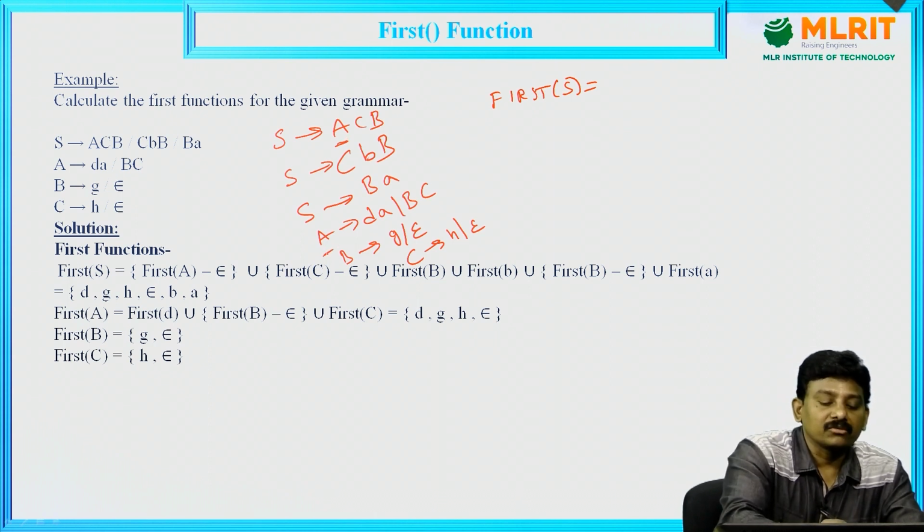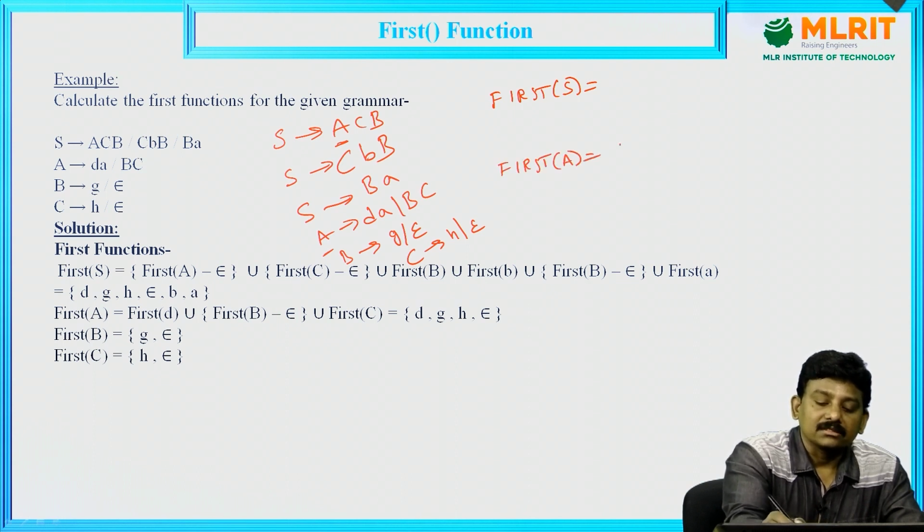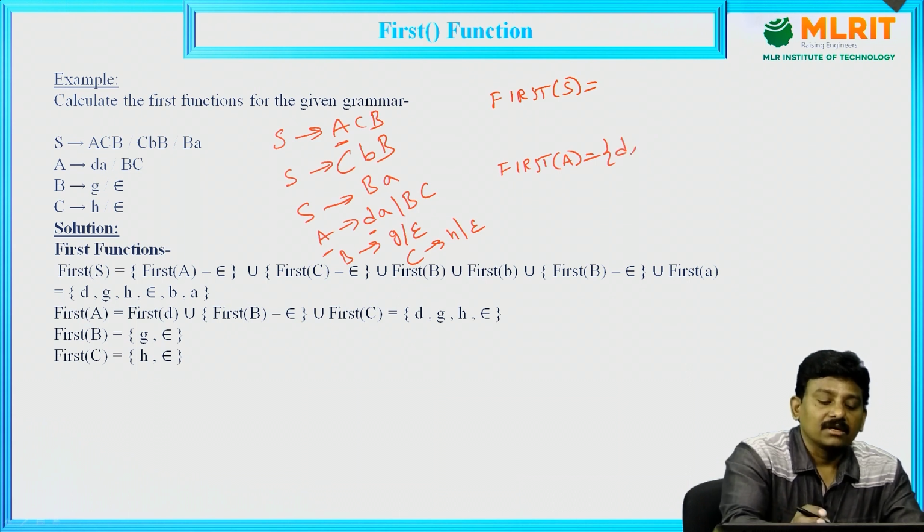What is first of A? We have to go for rule A: A derives da or BC. First of A is d, since the first symbol of the RHS is d, a terminal symbol. And for the other rule, A derives BC, B is a non-terminal, so calculate first of B. First of B is g comma epsilon.